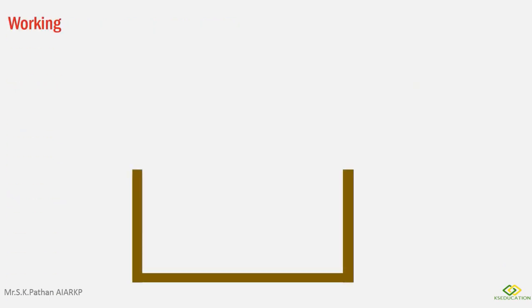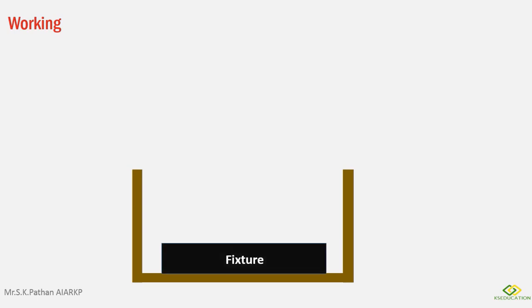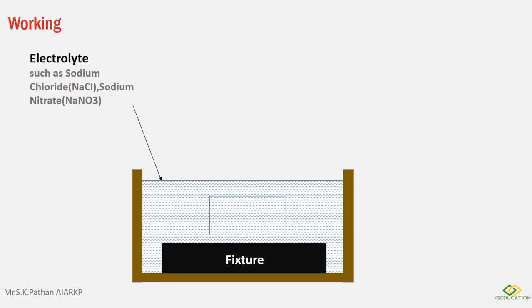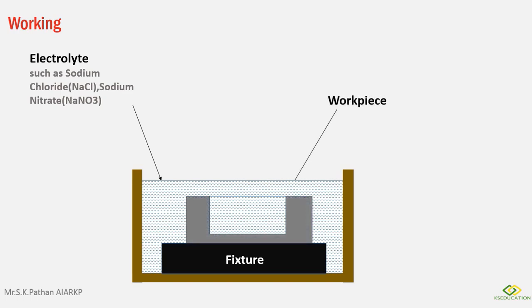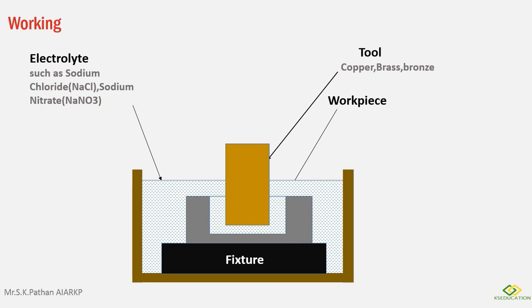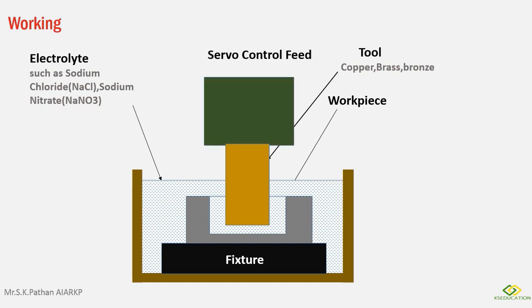So for that we take a container. In that container, a fixture. An electrolyte is supplied. Electrolyte is sodium chloride or sodium nitrite. The workpiece is dipped into the electrolyte. A tool is placed above the workpiece, which is copper, brass and bronze. Servo control feed is provided to maintain the gap, and this gap is 0.05 to 0.7 mm.